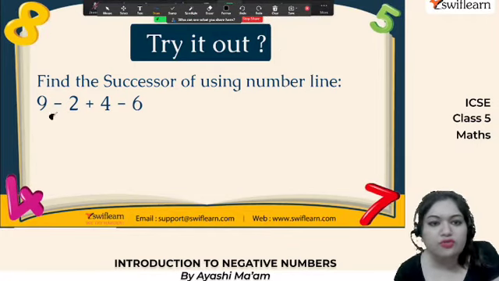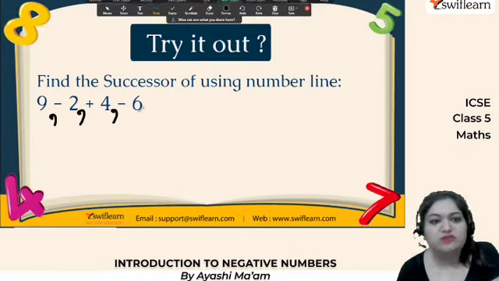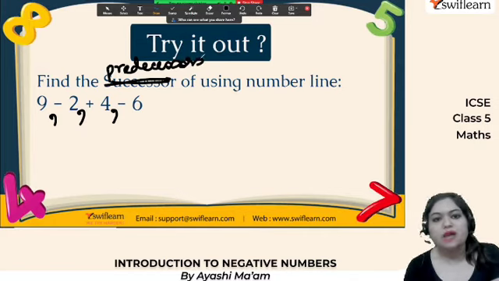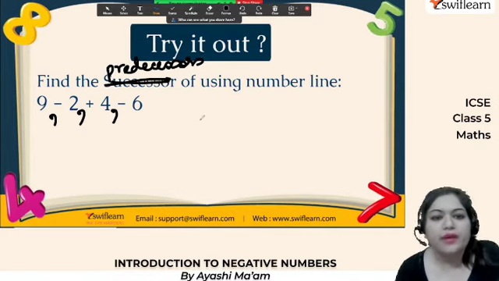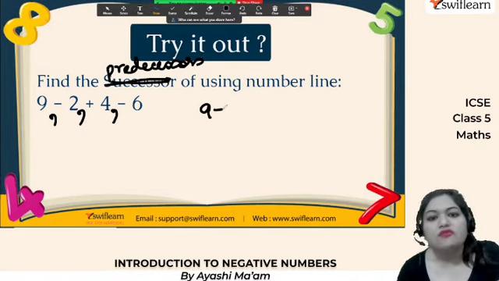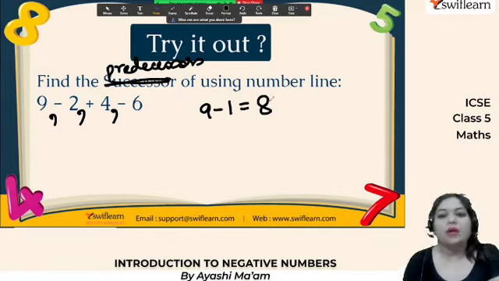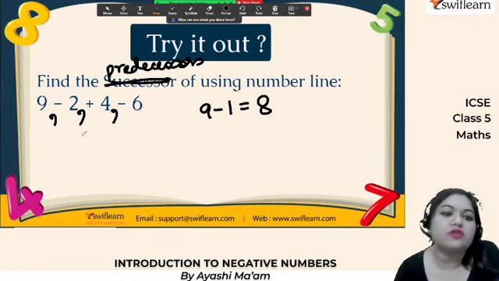Or let's try to find out the successors of each of these numbers now. Not successors, let's try to find out the predecessors. I'm changing the question a bit. Okay, so predecessor of 9 will be 9 minus 1. That is 8. Right? You can represent it on the number line. You know how to represent numbers on the number line.